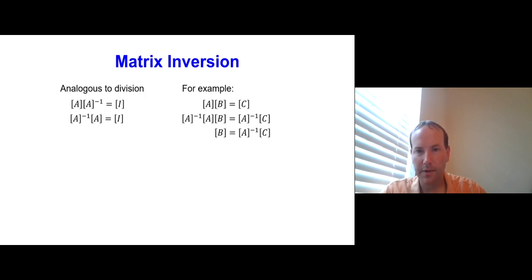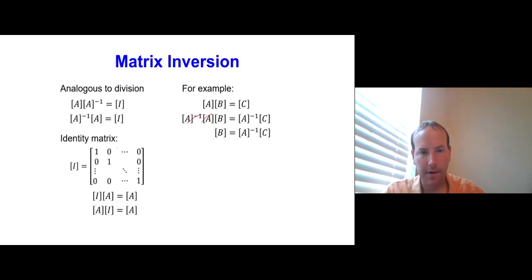So, for example, say you start with AB equals C. If you multiply both sides of the equation by the inverse of A, then these two cancel one another, because this is just the identity matrix, and you're left with B equals the inverse of A times C.